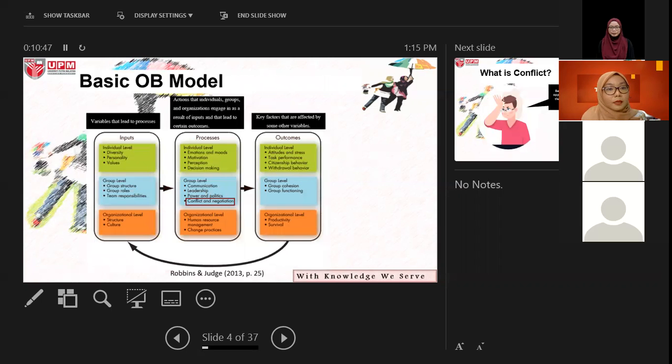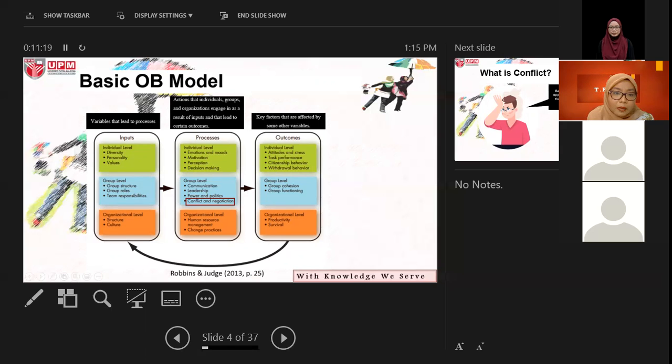Okay. So this is another basic OB model by Robbins and Judge. Okay. So they indicated that a process within organization ni will be divided into three different elements. The first one, input, process and outcome. Ada 3 elemen. Input, process, outcome. So outcome ni something yang we can see visibly. Okay, we can observe, we can touch.